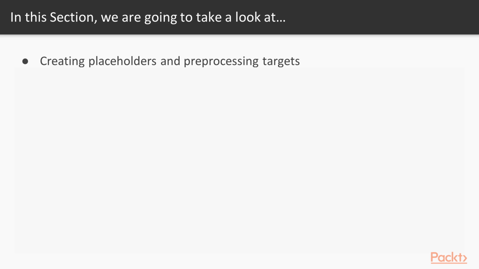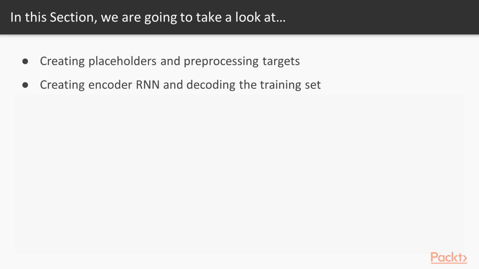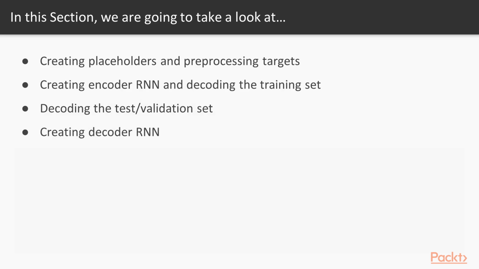In this section we are going to take a look at, first, creating placeholders and pre-processing targets, then we will create the encoder RNN and decode the training set. After that we will decode our test or validation set. Next we will create the decoder RNN, and finally we will build our seq2seq model.